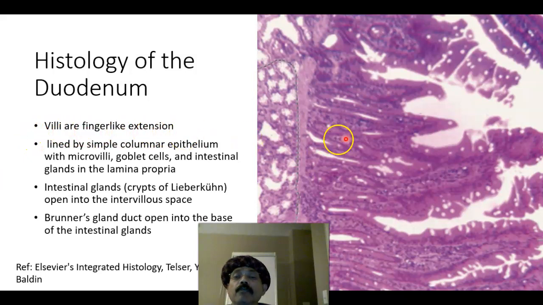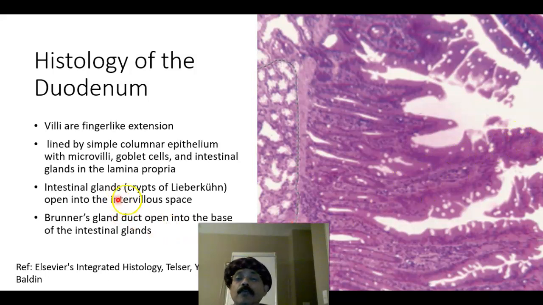So villi are finger-like projections lined by simple columnar epithelium. The epithelium also has a modification of the cell membrane. We have the microvilli, which we call the striated border. We have numerous microvilli. Along with the permanent folds of the small intestine like the valves of Kerckring, the villi and the microvilli increase the absorptive surface area many times.